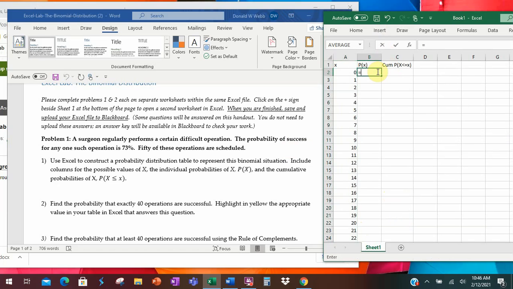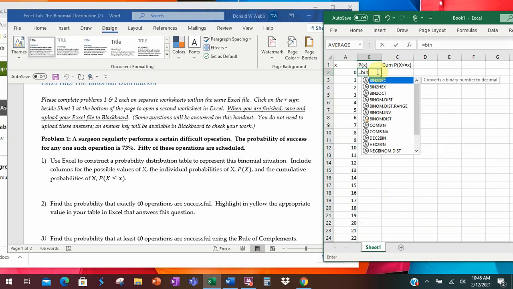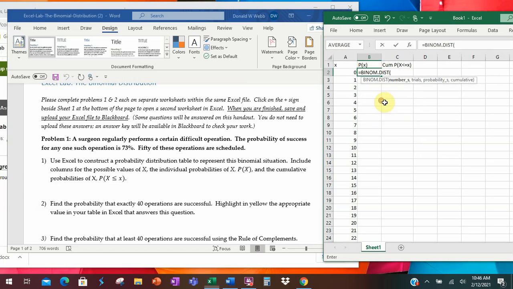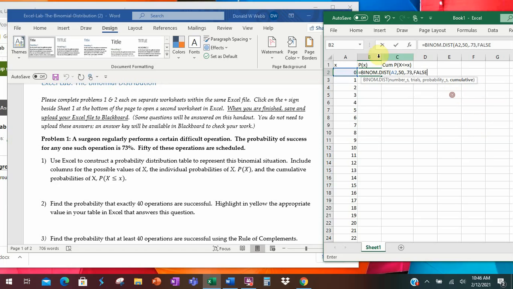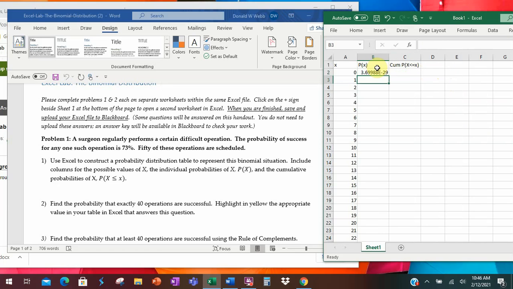Okay, so now in Excel I'm going to use binom.dist, binomial distribution. The number S means the number of successes. I'm going to click on that and use that particular value as my number of successes. Out of 50 operations, those are my number of trials. The probability of success is the proportion that are usually successful, the 0.73. And for individual probabilities, I use 0 or false.